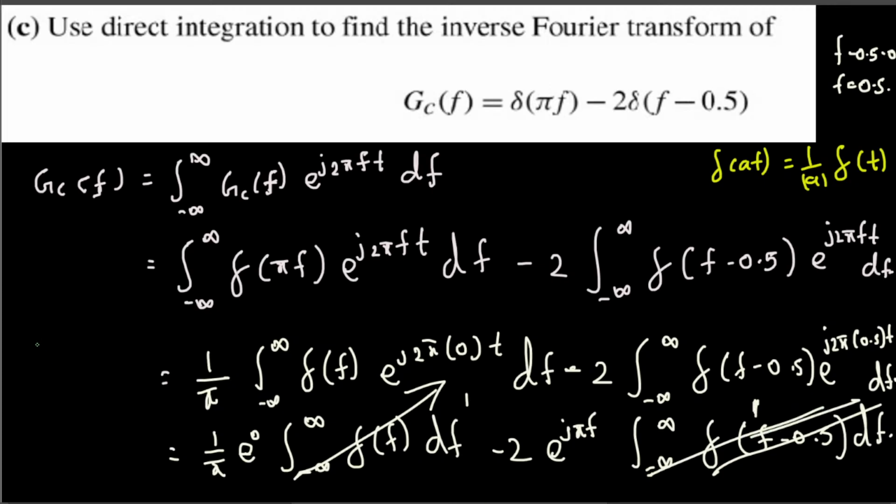So finally we will end up with the final answer: 1 over π, and e^0 is 1, so we can just keep it like this, and minus 2 e^(jπt). This is our final answer.